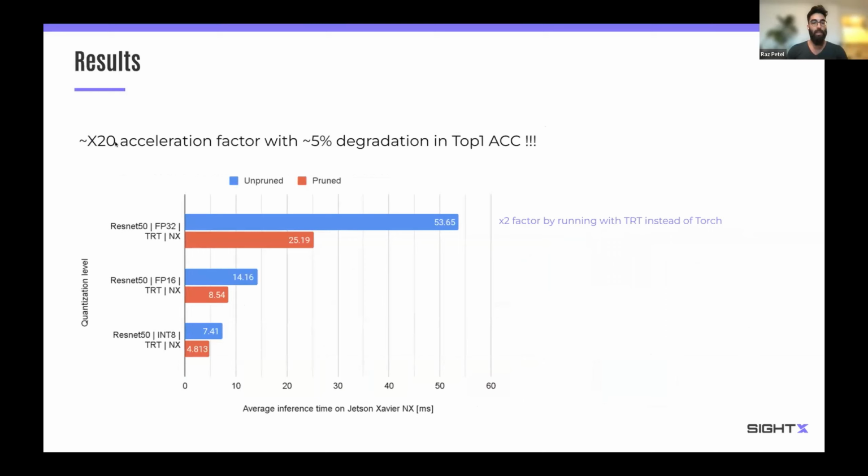So to conclude, we have this graph here. The unpruned model is in blue, the pruned model is in red. And you can see three different quantizations. One is the original floating point 32, this is 16-bit, and this is 8 bits. And we were able to go down from the initial 33 milliseconds with pruning and quantization to about 5. I remind you that if we were not using TensorRT, this would be higher by a factor of 2. So really big acceleration factor in terms of latency, with very little degradation comparatively.